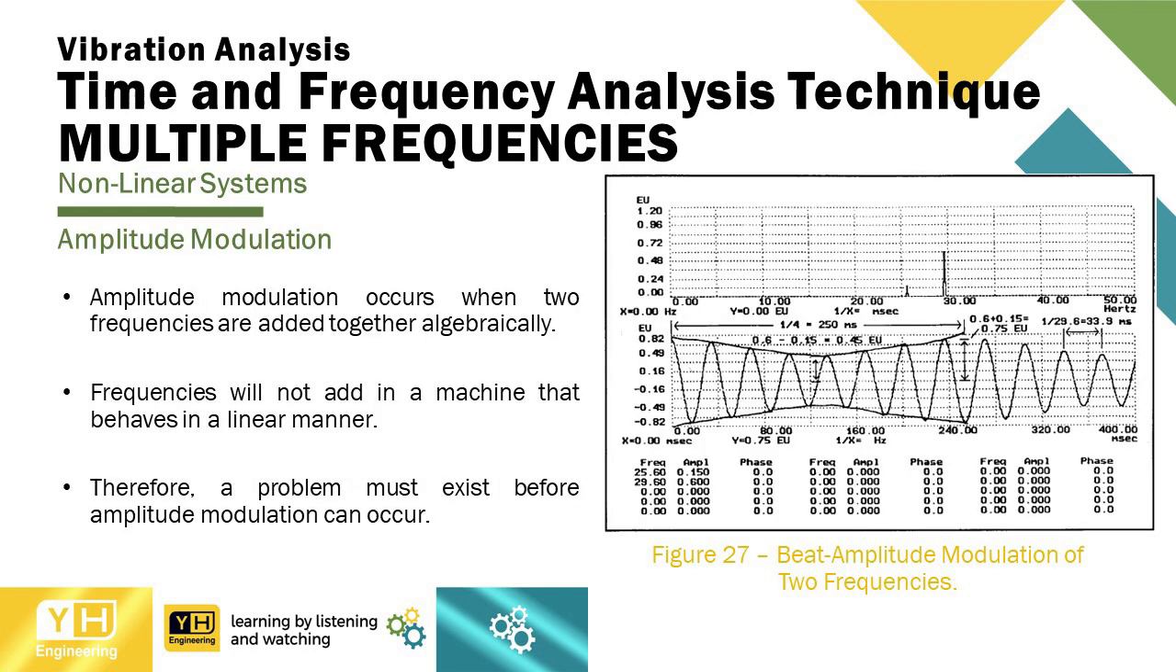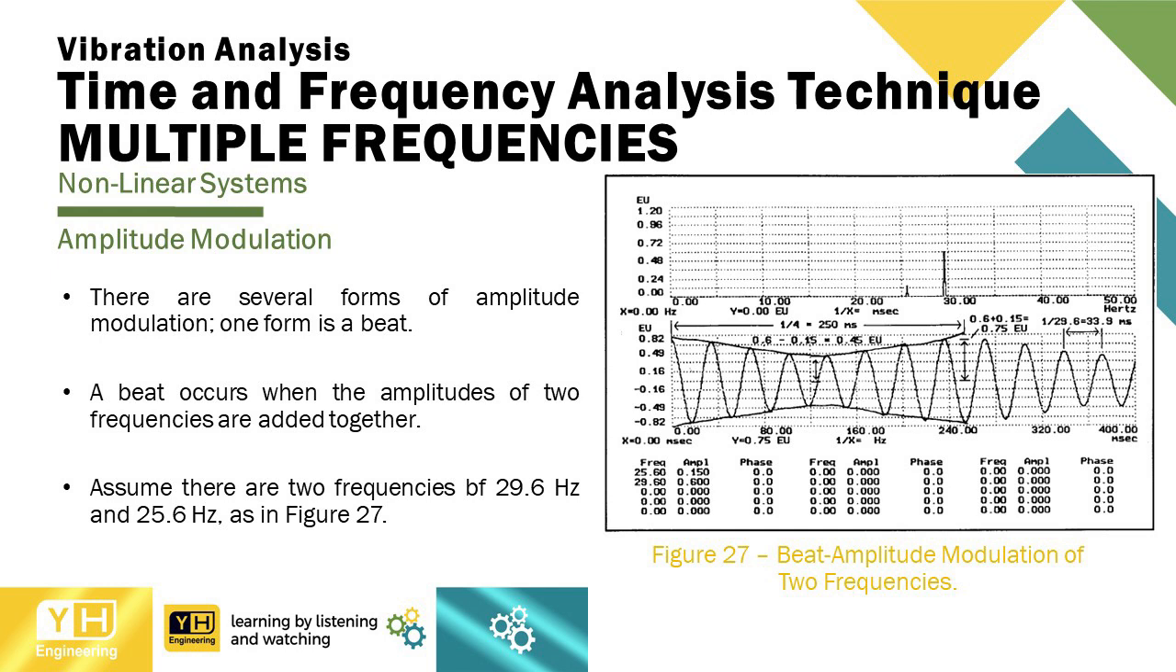Amplitude modulation occurs when two frequencies are added together algebraically. Frequencies will not add in a machine that behaves in a linear manner. Therefore, a problem must exist before amplitude modulation can occur. There are several forms of amplitude modulation. One form is a beat. A beat occurs when the amplitudes of two frequencies are added together. Assume there are two frequencies, 29.6 Hz and 25.6 Hz, as in Figure 27.